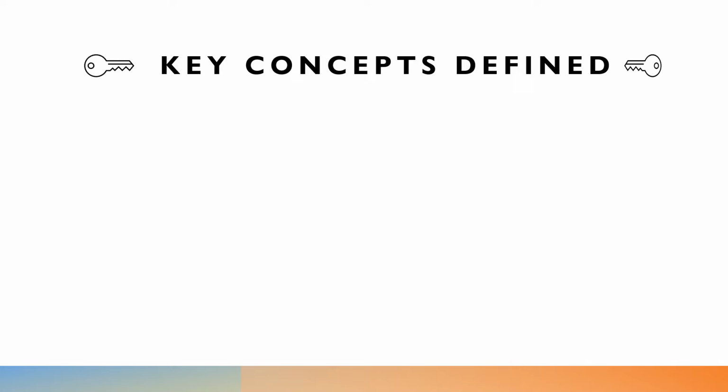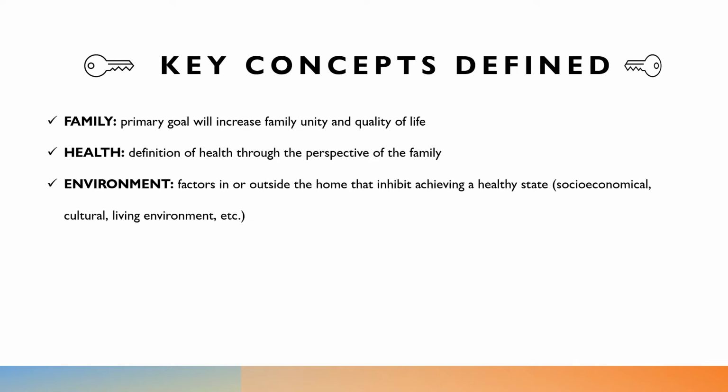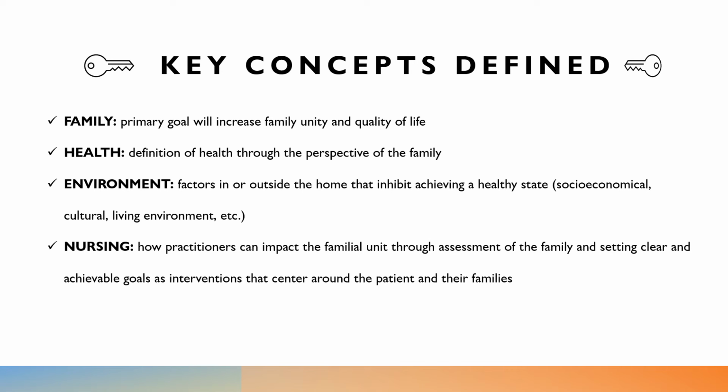So the key concepts of the family health promotion theory: in regards to the family, our goal is to increase family unity and quality of life by influencing health promoting behaviors. The definition of health is in regards to what the family's perspective is on it already. We find the deficits and we teach. The environment has surrounding factors that can influence either positive or negative behaviors. And as far as nursing, we need to tailor our interventions in regards to how the family perceives its health, what the deficit is, and that's how we address the nursing interventions.